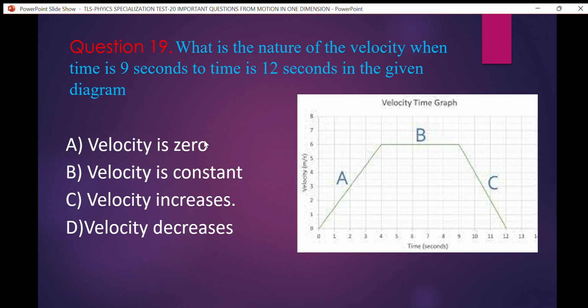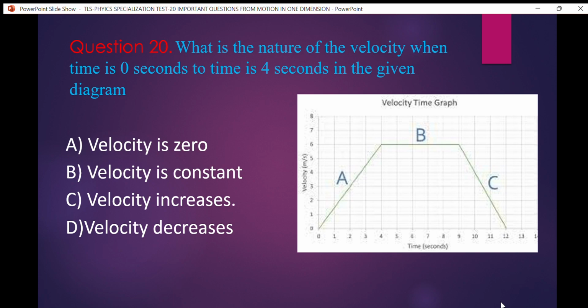So the options are: velocity is 0, velocity is constant, velocity increases, velocity decreases. The right option is velocity decreases. All right. So the correct option is velocity decreases.